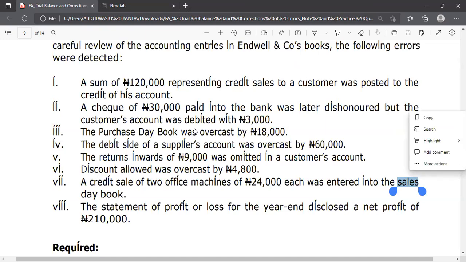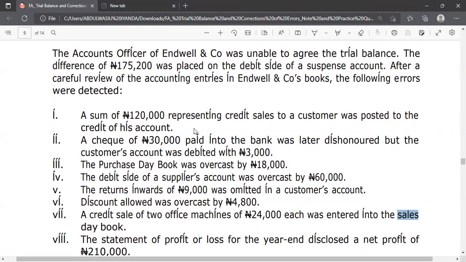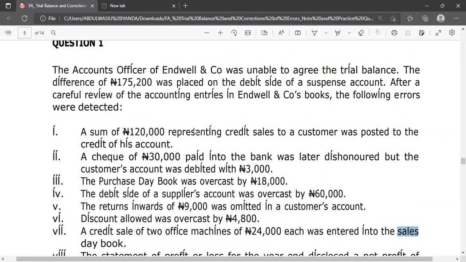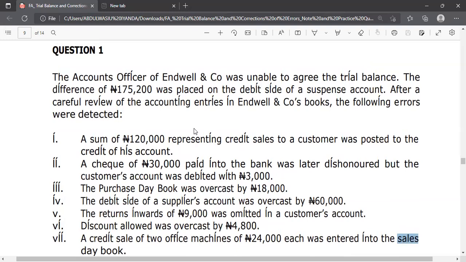Now, you know where we are. We are in the correction of errors. Meaning that some of this additional information that is presented to you, the entry that they have performed is not correct. The debit and the credit that they have performed is not correct. So you are there now to do the right entry.